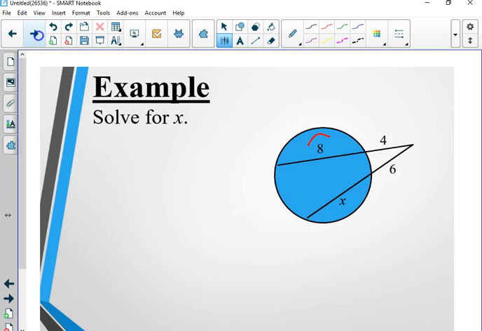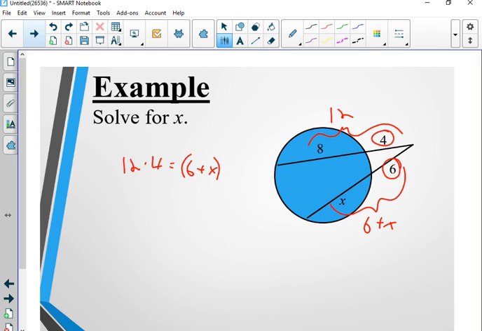So the whole is 12. The whole here is 6 plus x, whatever x is. If x is 2, it's 8. If x is 3, it's 9. So the whole, 12, times the outside section, 4, is equal to the whole, 6 plus x, times the outside section, 6. So this is 48 equals.